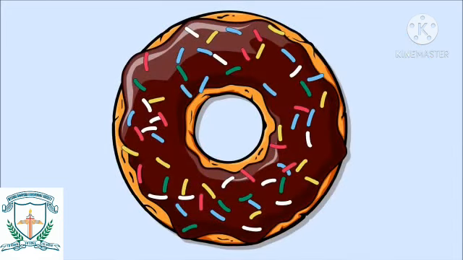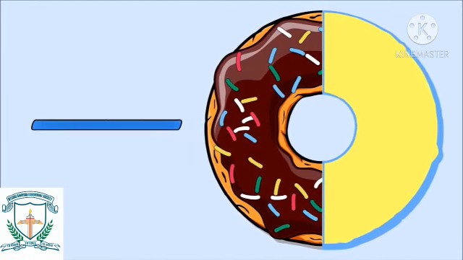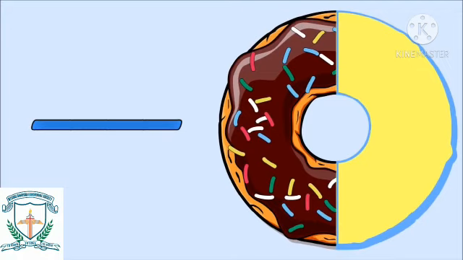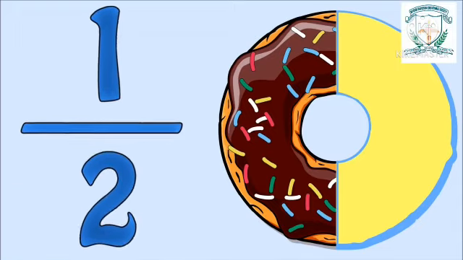Let us take one more example. If you and your friend have one donut to share, then you will cut it into 2 pieces. If there are 2 pieces of donut and you need 1, the numerator of the fraction will be 1, and the denominator of the fraction will be 2. When the fraction is 1 divided by 2, we call that 1/2.